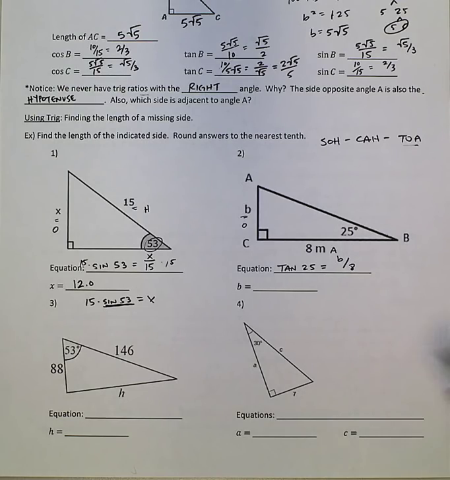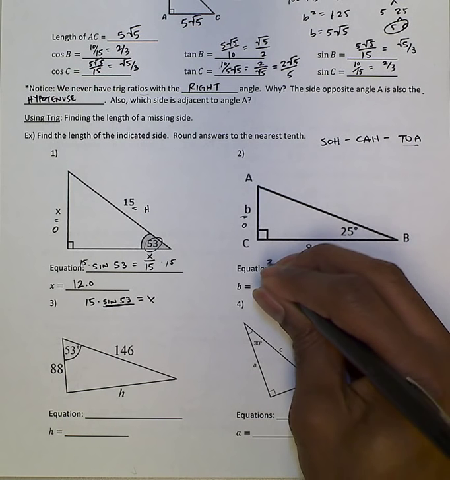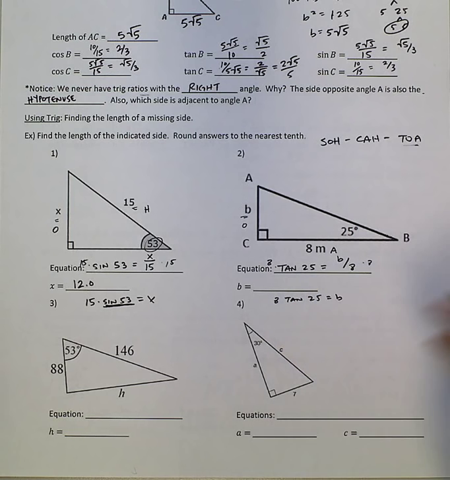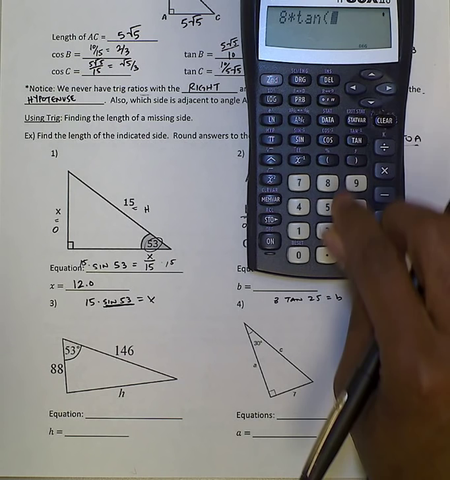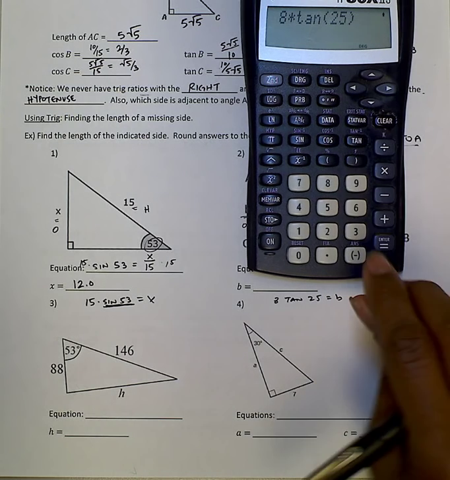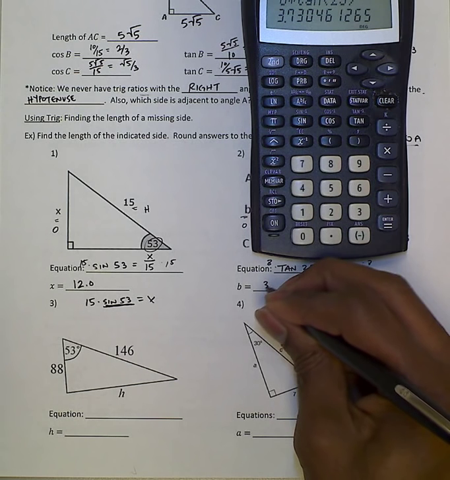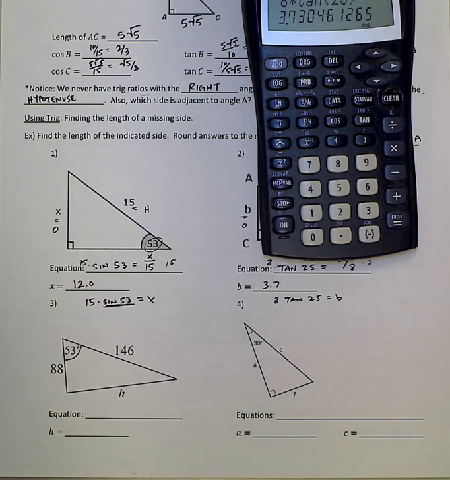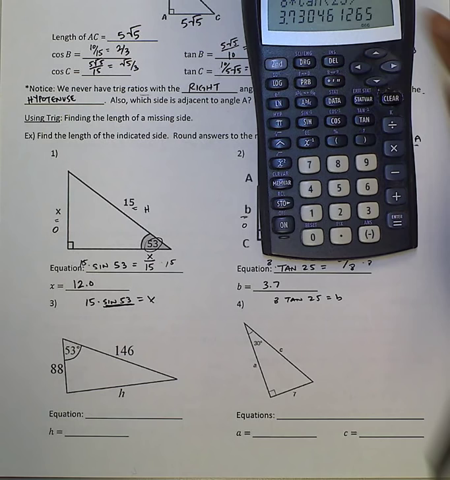Now I'm going to solve for B. Multiply both sides by 8, get 8 tangent 25 equals B, and then I'll do that in my calculator. 8 times tangent 25 is 3.73, and since it says round to the nearest tenth, 3.7. If you're getting different numbers than I am, make sure your calculator is set to degrees and not radians.